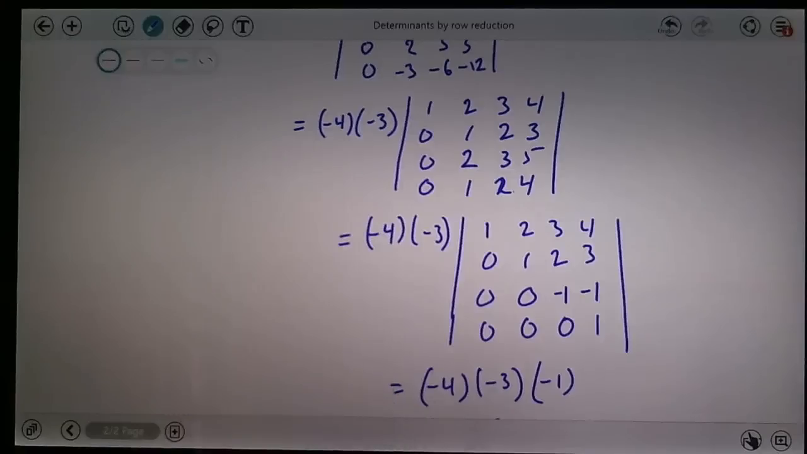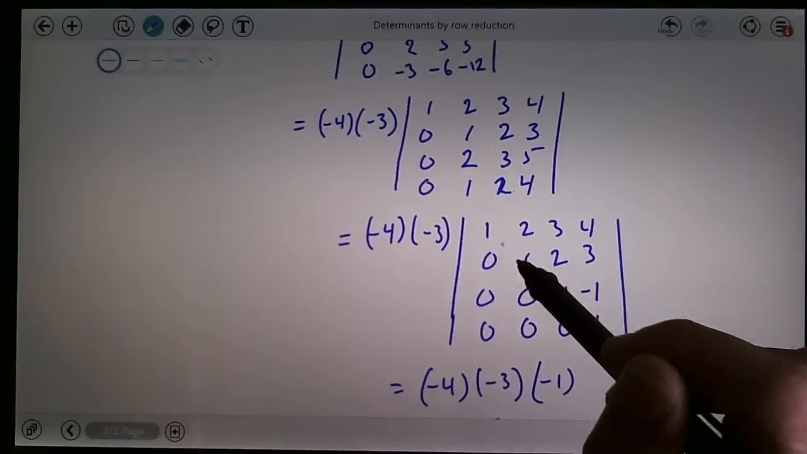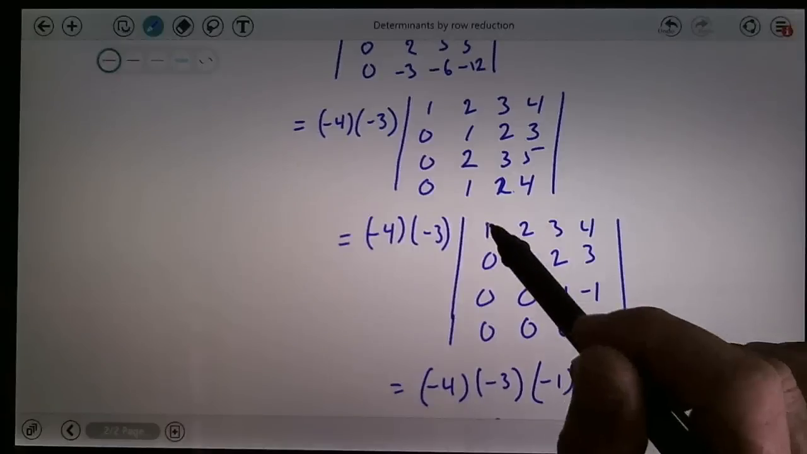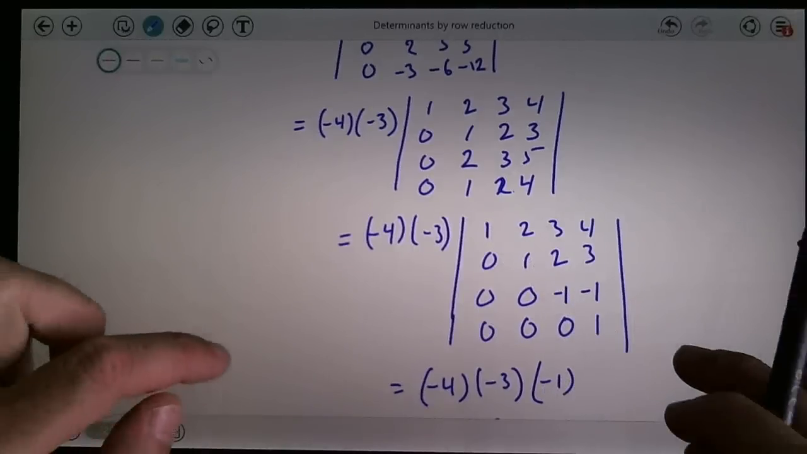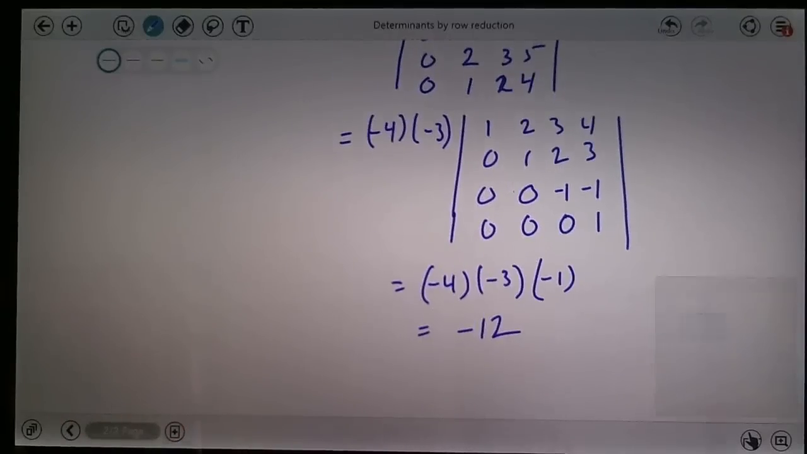Now I've got it to the point where I've got an upper triangular matrix. And the determinant can be seen just by multiplying along the diagonal. I've got 1 times 1 times minus 1 times 1, that's this minus 1, for a grand total of negative 12. In fact, I asked my calculator to do this for me, and it did get the same answer of negative 12. I just turned it back on and looked, and yes, I got negative 12.